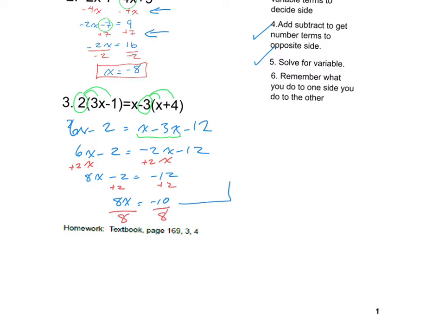And now let's go to our final stage. So x is equal to negative 5 over 4. The reason for that is because negative 10 and 8 can both be divided by, you guessed it, 2. Now, we can also write x equals negative 5/4 as negative 1.25.